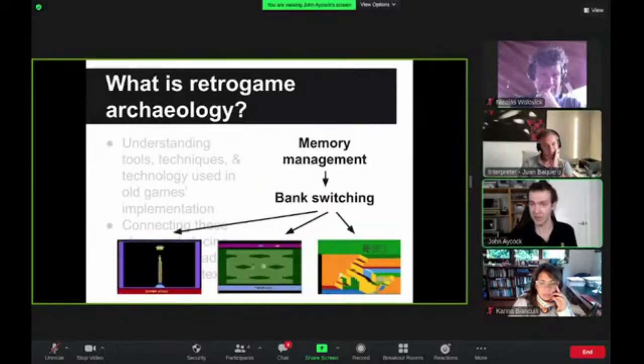And putting them in the more general context of, in this case, memory management techniques.